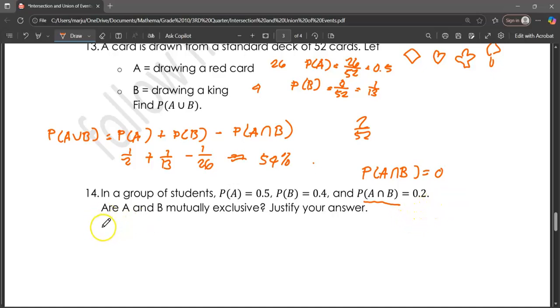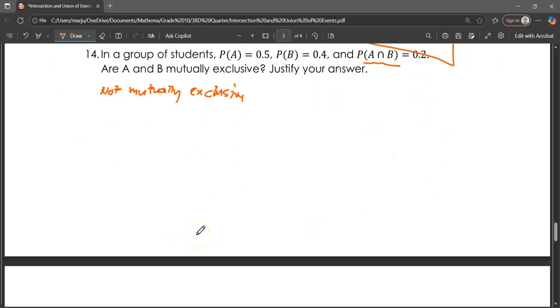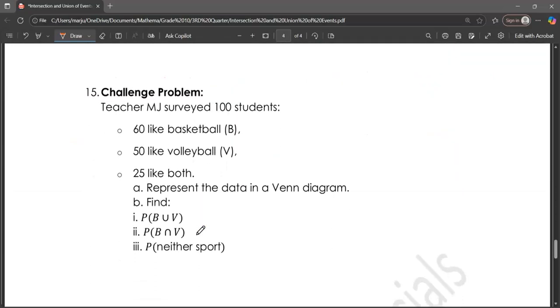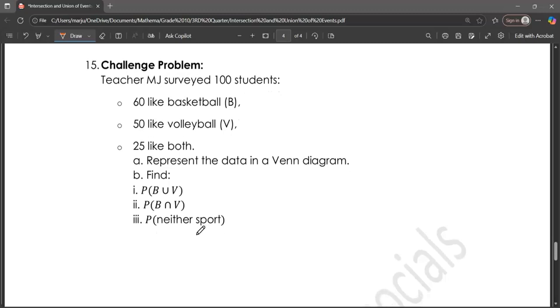So they are not mutually exclusive. How do I spell mutually? Is that correct? Yeah, mutually exclusive. Okay? Now, how do we justify your answer? We just already justified that one because that is the case. Let's do 15, the last one. So teacher MJ surveyed 100 students, 60 like basketball, 50 like volleyball, and 25 like both.